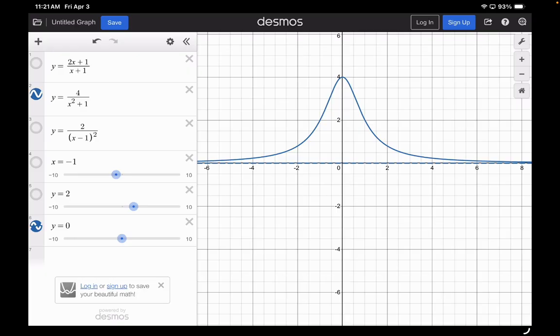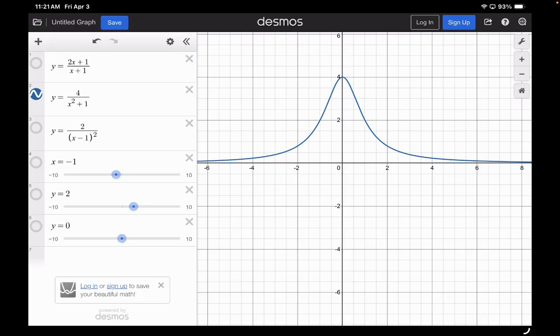Desmos doesn't really graph that. Desmos does not tell you where there are holes, and the TI-84 does not tell you where there are holes. But you also know that there are no holes, because even if there was one, it would only be at i and negative i. So that doesn't count. Complex or imaginary holes don't count.